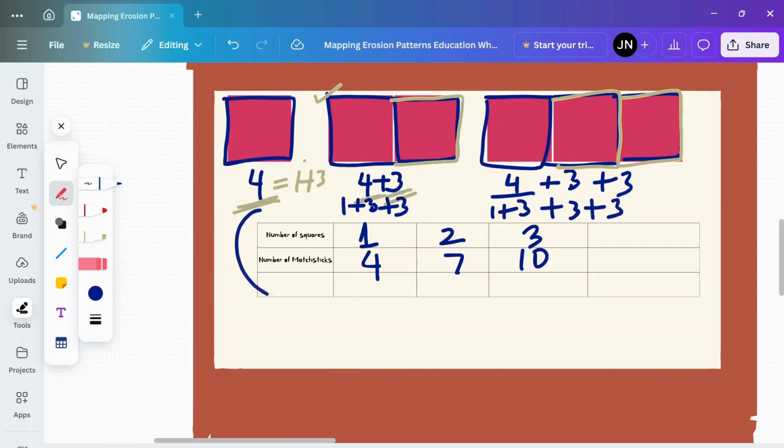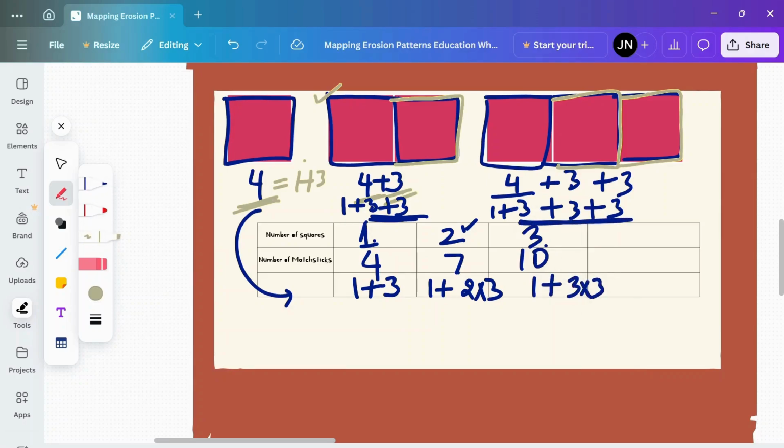Now I want you to come back here and write down the sequence that you have written. So for one square, we used 1 plus 3 matchsticks. Now when we had 2 squares, we had 1 plus how many times 3? 2 times 3. Now when we had 3 squares, we had 1 plus how many times 3 did we add? So it was 3 times 3.